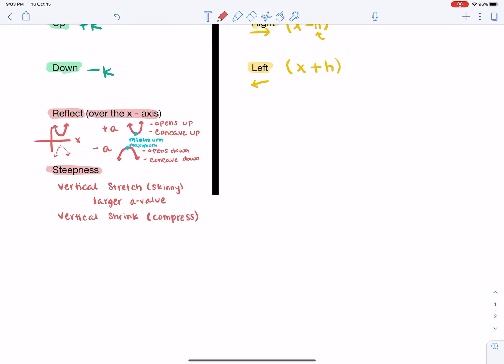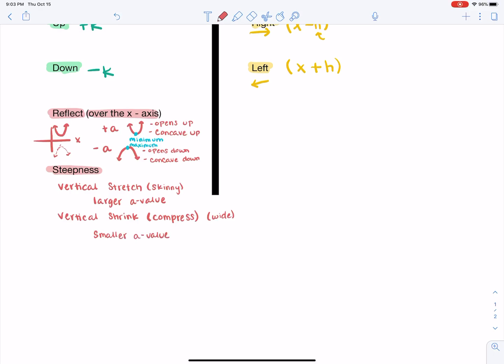Compress. And if you think about something compressing, I always think about a tool that's going to squeeze something down. When you compress something, it has nowhere to go but out. So instead of skinny, this makes your graph really wide. And if you want to compress a graph, you're going to give it a smaller a value.